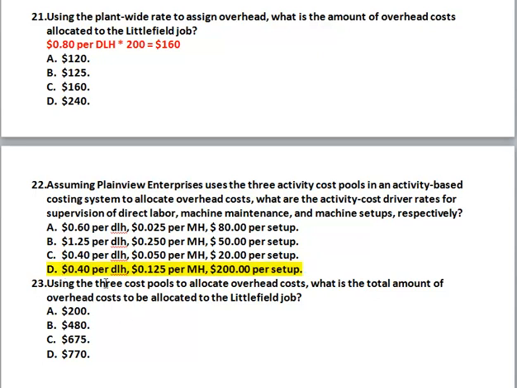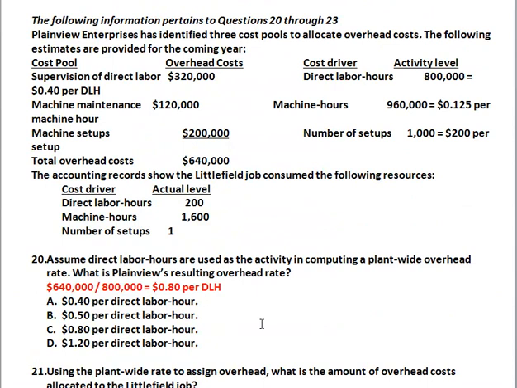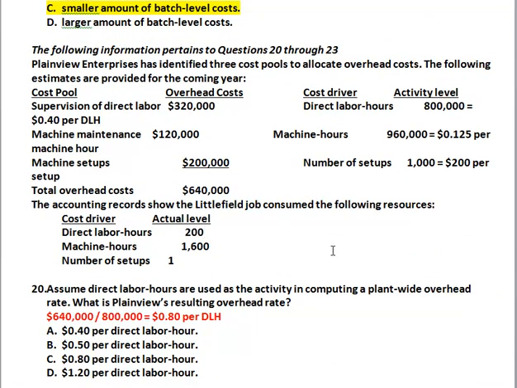And then lastly it says using the 3 activity cost pools to allocate overhead, what's the total overhead that needs to be allocated to Littlefield? So basically using ABC, how much cost will we give to the Littlefield job? So remember, to allocate overhead using ABC, you're just going to take the actual activity level and multiply it by the activity rate for each cost pool. So for the Littlefield job, for direct labor hours, they use 200. The rate is 40 cents per direct labor hour, so we're going to give it $80 of overhead out of that pool. For machine hours, Littlefield job used 1,600 machine hours. Your rate out of the maintenance is 12.5 cents.